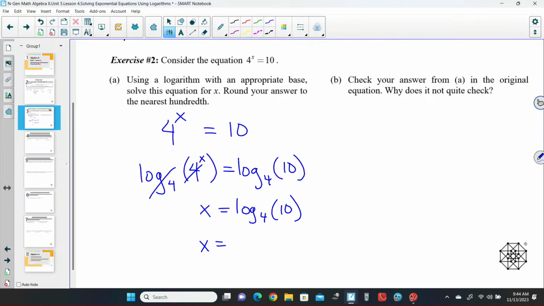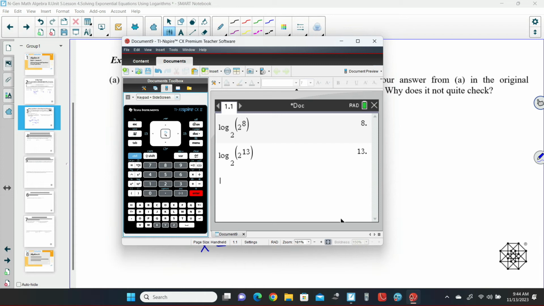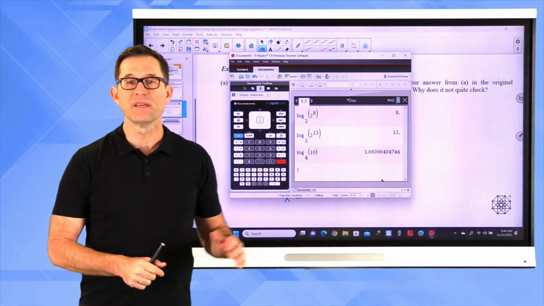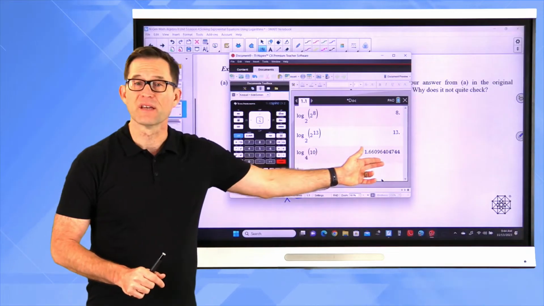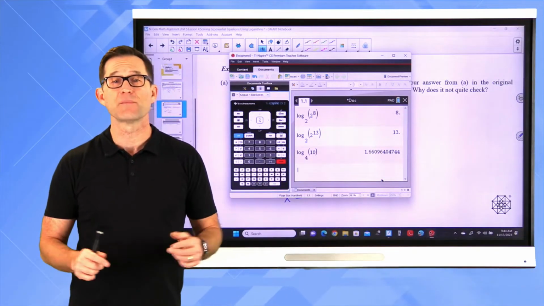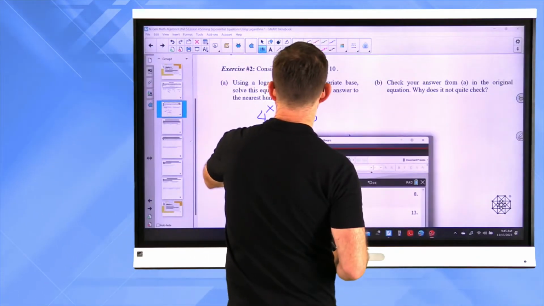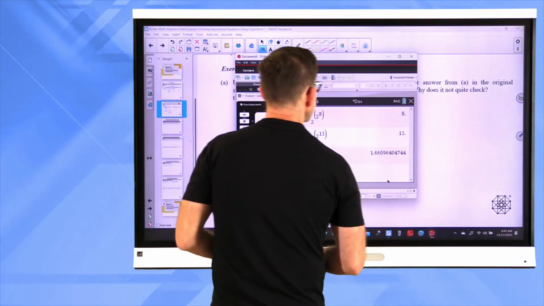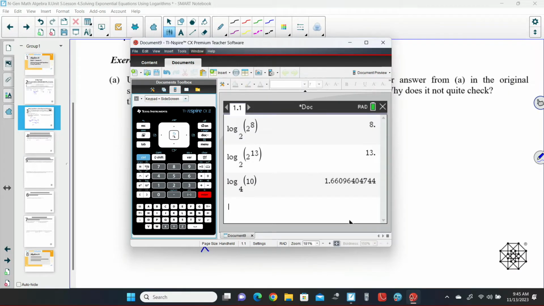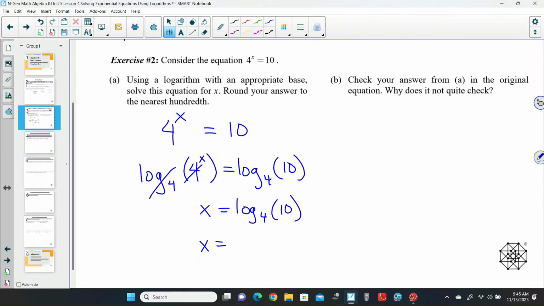That's okay. I just bring my calculator out, go into the general log function, and put log base 4 of 10. I hit enter, and I see that it's some messy, irrational number, 1.6609, etc. This one asked me to round to the nearest hundredth. Round your answer to the nearest hundredth, absolutely. So my answer is going to be x equals 1.66.